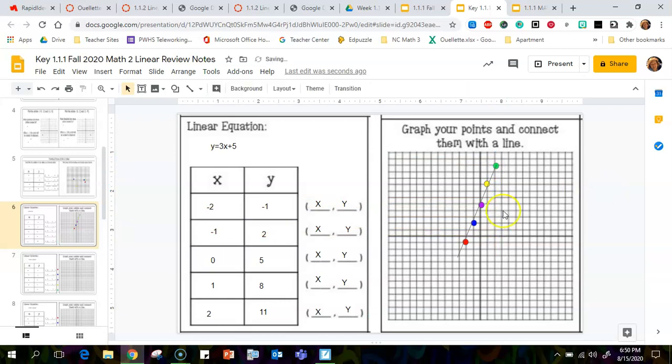So it's close. My points are a little bit off. Anyway, so that's how we would do that if we were given the linear equation and told to make a table. All right, let's move on to 7.